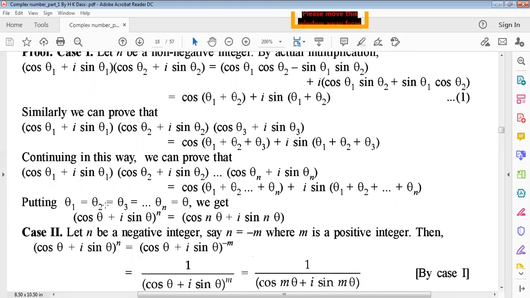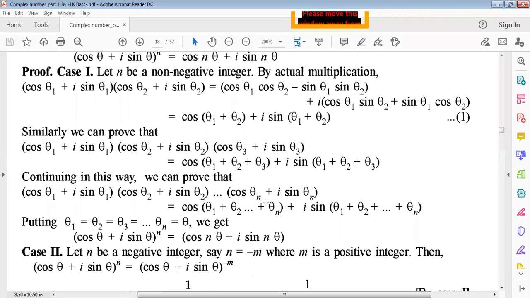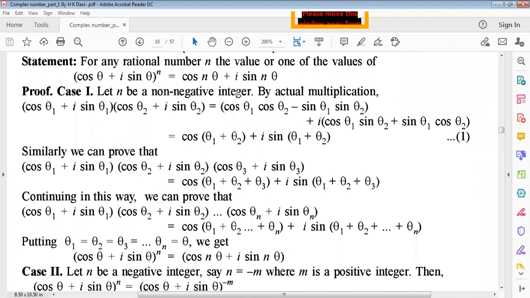Now putting theta 1 equals theta 2 equals theta 3, every angle equal to theta. Then each factor is cos theta plus i sin theta. That means (cos theta plus i sin theta) to the power n, as there are n complex number terms. This equals cos of theta 1 plus theta 2 and so on. How many thetas here? n theta, and here also n theta. This is the proof of de Moivre's theorem for n a non-negative integer.